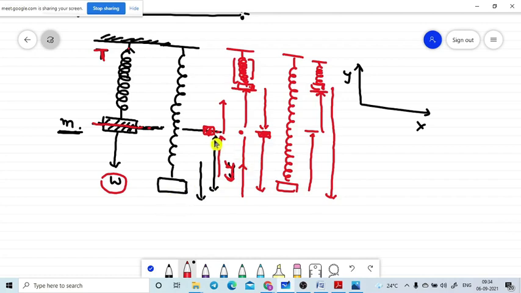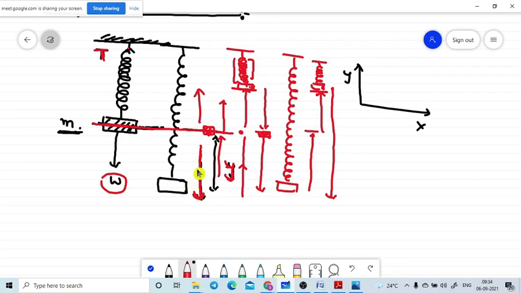To and fro motion means: this is the mean position of the body, and the body is going up and down. That is nothing but to and fro motion, or we can name it back and forth motion.